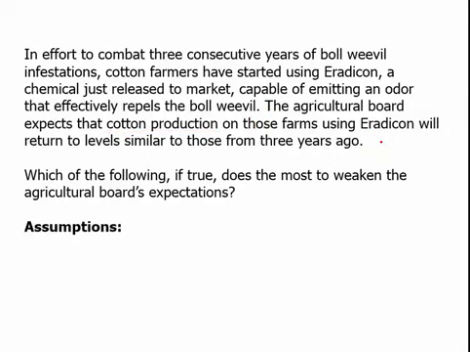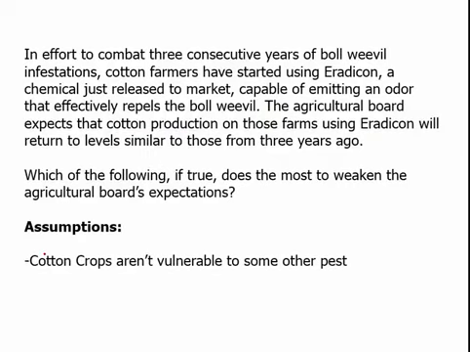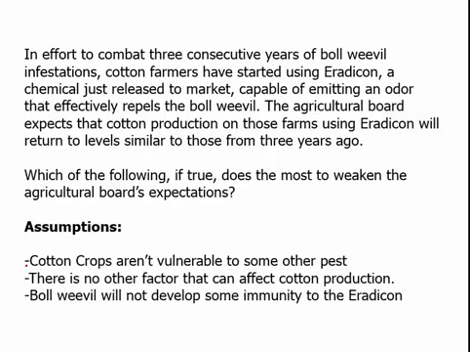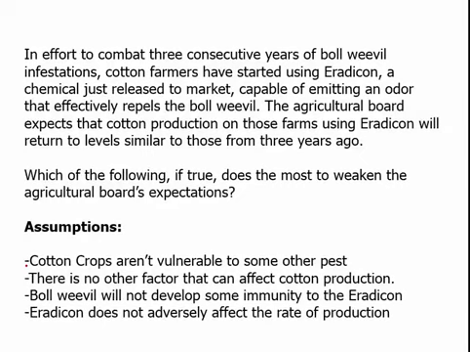So in terms of more specific assumptions, not that you actually have to come up with that as long as you get the general idea of the gap in the argument, here are some more specific ones: cotton crops aren't vulnerable to some other pest. There is no other factor that can affect cotton production. This is very similar to what I just said as the major assumption. Maybe a little more subtly, and this is typically what the test writers go for, not the obvious ones, but the more subtle one would be boll weevils will not develop some immunity to Eradicon, or even Eradicon does not adversely affect somehow the rate of production.